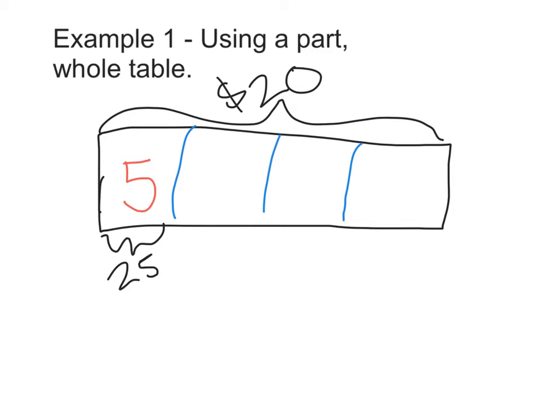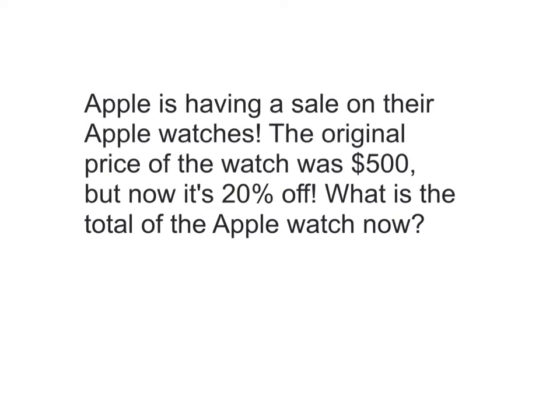Now it's your turn to try a problem. Apple is having a sale on their Apple Watches. The original price of the watch was $500, but now it's 20% off. What is the total of the Apple Watch now? Pause the video to find your answer. Our first step in solving this problem is to create our part whole table. The whole in this problem is $500. And we're trying to find 20% off 500.